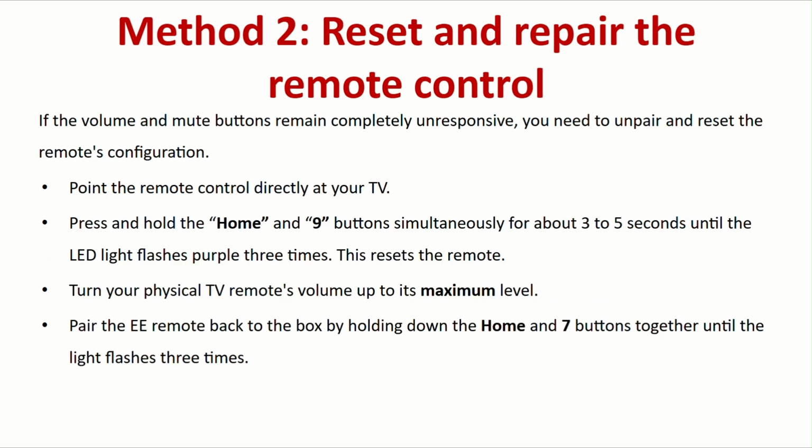Method 2. Reset and repair the remote control. Point the remote control directly at your TV, then press and hold the home and 9 buttons simultaneously for about 3 to 5 seconds until the LED light flashes purple 3 times. This resets the remote. Now turn your physical TV remote's volume up to its maximum level and pair the EE remote back to the box by holding down the home and 7 buttons together until the light flashes 3 times.